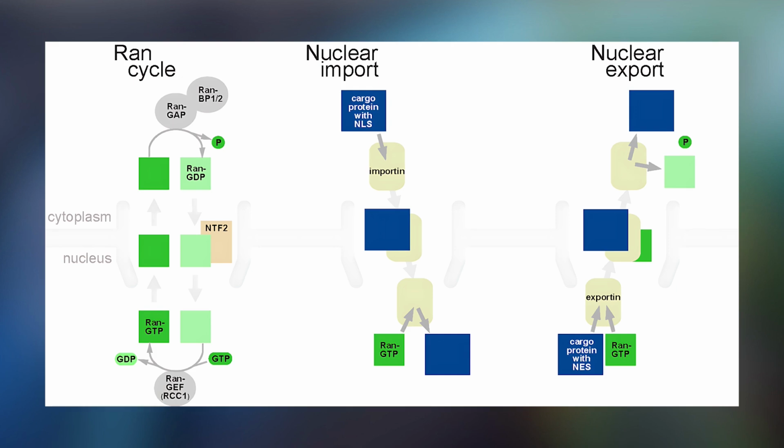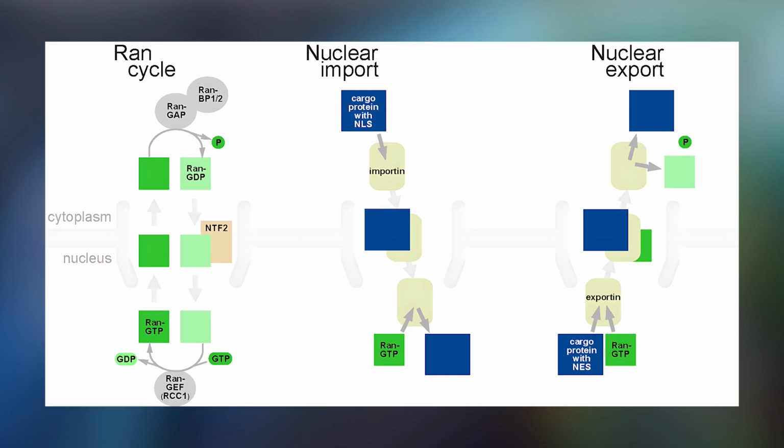Now, this whole process requires energy. That's why there's RAN-GTP there. As part of this process, it's hydrolyzed to GDP, which is the 2-phosphate version that has less energy. So it needs a continual input of energy for this to keep going. That's not surprising. You're moving things around selectively, and that's going to require energy.